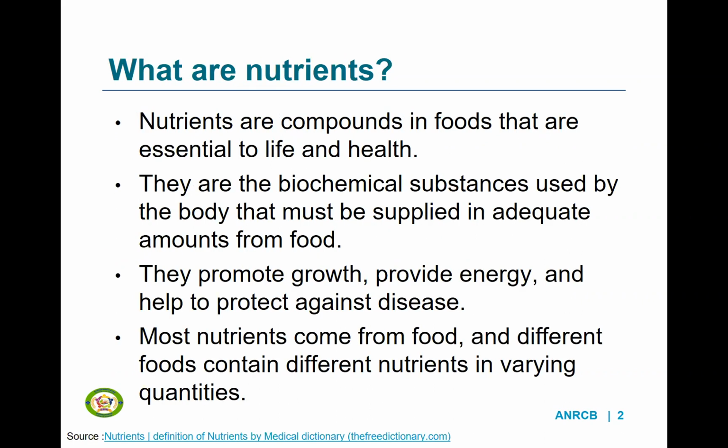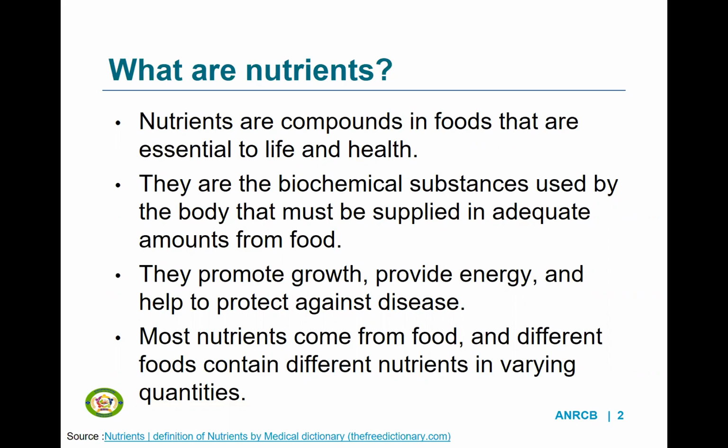So let's begin by talking about what nutrients are. These are chemical compounds that are found in food and beverages that are essential to human life and human health. So they're biochemical substances that are used by the body and are required and must be supplied through food and drink. They could be used for growth, for having energy to do things. They can have a role in immune function and other kinds of processes within the body.